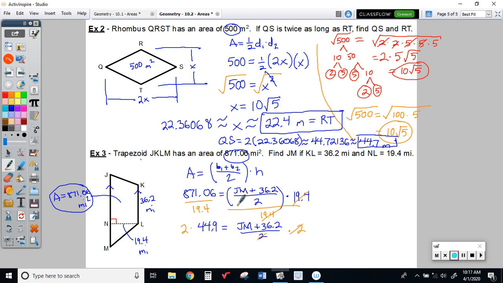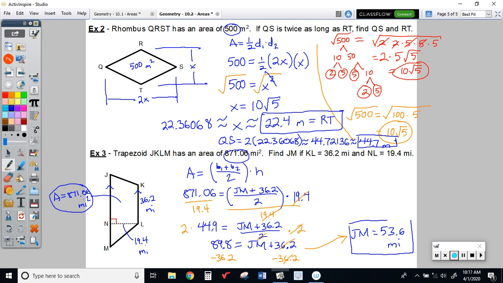And then I'm left with 89.8 equals JM plus 36.2. And then from there, hopefully it's clear that you should subtract 36.2 from both sides to get what JM is from there. So this would cancel with this, and you'd be left with JM is equal to 53.6. And units are miles. Are they miles squared? No, because JM is just a length. It's one of the bases. It's not an area. So JM is 53.6 miles.